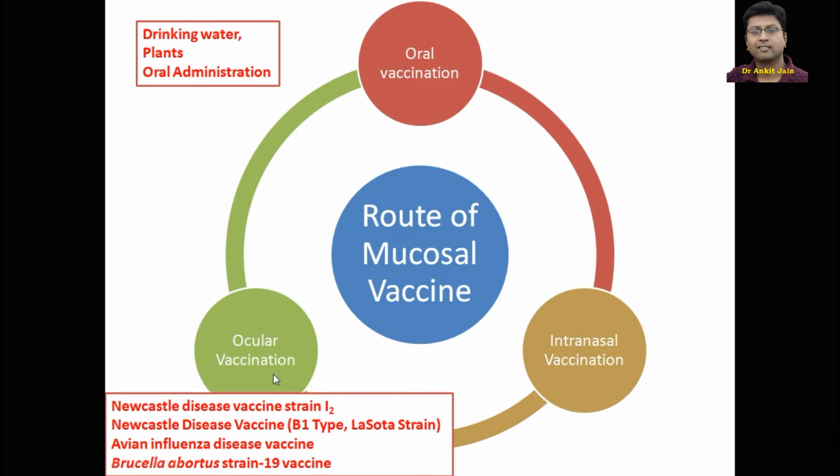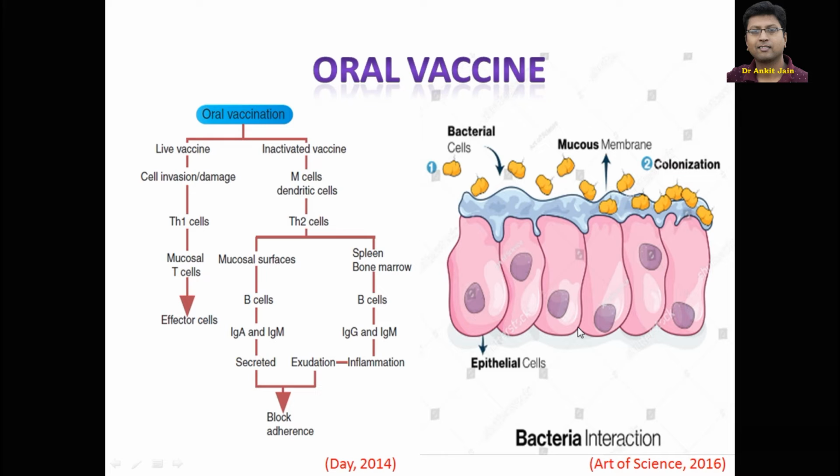There are different types of ocular vaccines that are introduced in the eye, and these vaccines are the Newcastle disease vaccine strain I2, Newcastle disease vaccine B1, that is the Lasota strain, then avian influenza disease vaccine, and Brucella abortus strain S19 vaccine. So these vaccines are available in the market, and these are given to the animals inside of the eye. Now there is intranasal vaccination, when the vaccine is to be given in the nose. There are different types of vaccines available given intranasally. So I will cover one by one.